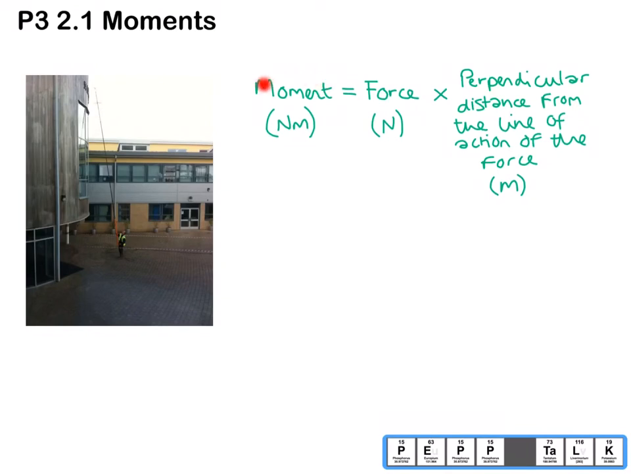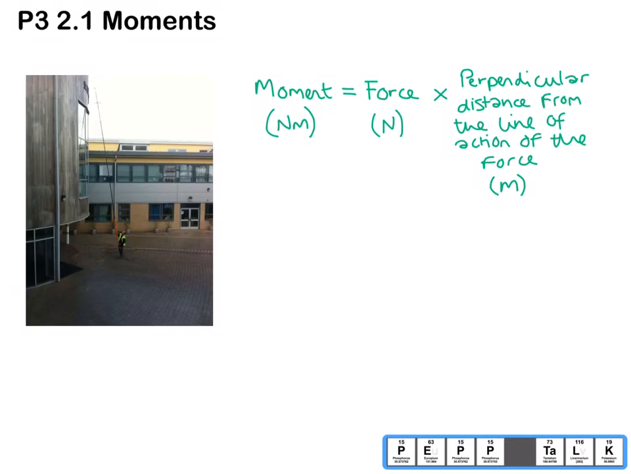So we can use the calculation moment equals force multiplied by perpendicular distance to work out the moment, and of course force is measured in newtons, distance always measured in meters, so a moment is actually measured in a unit called a newton meter, which is just newtons times meters.